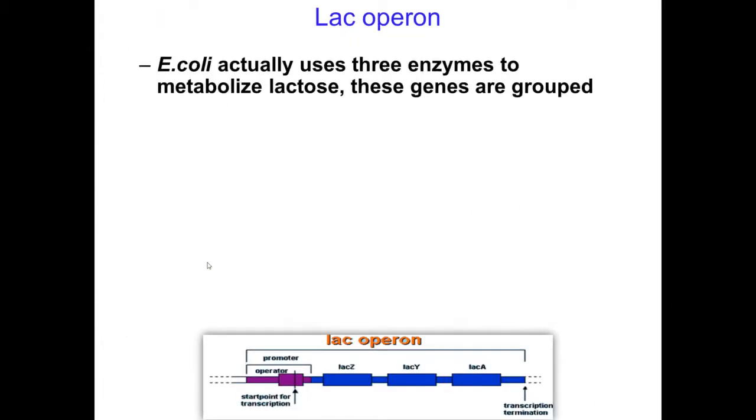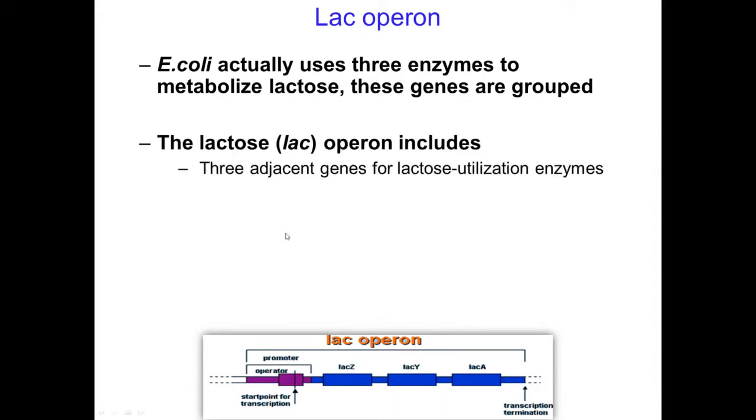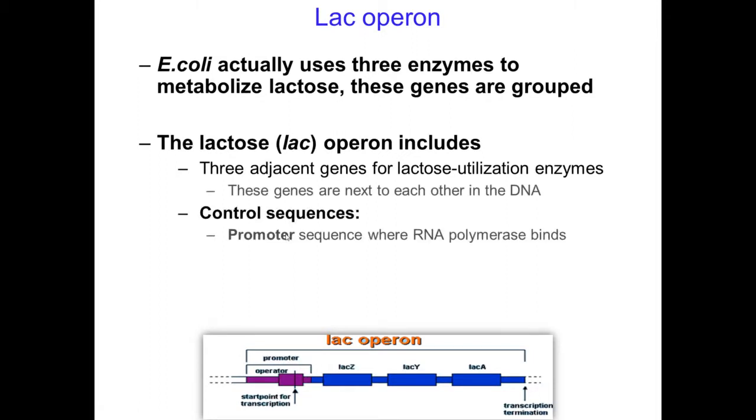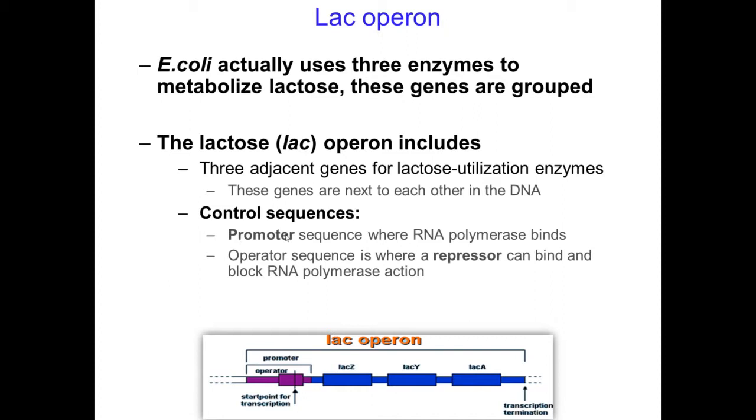Okay, so let's think about what this is. There are 3 enzymes necessary to break down lactose. All right, we'll call them LAC-Z, LAC-Y, and LAC-A. They're grouped together on the DNA. The genes are grouped together on the DNA under the control of one promoter. So we call this the LAC operon, the lactose operon. The operon has those 3 genes and 2 control sequences, the promoter and the operator.